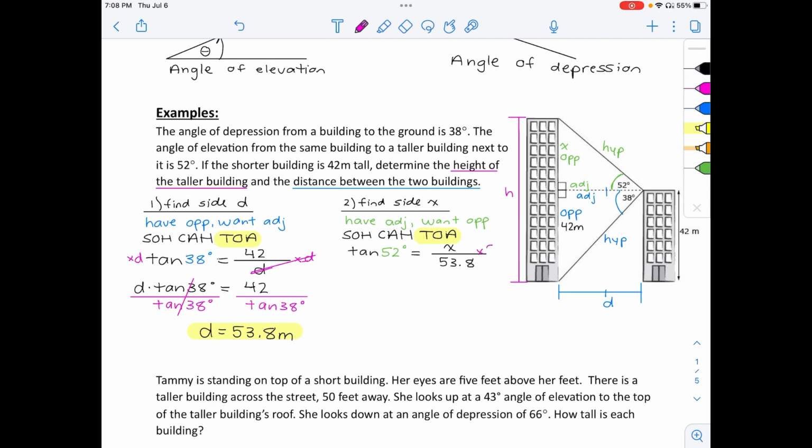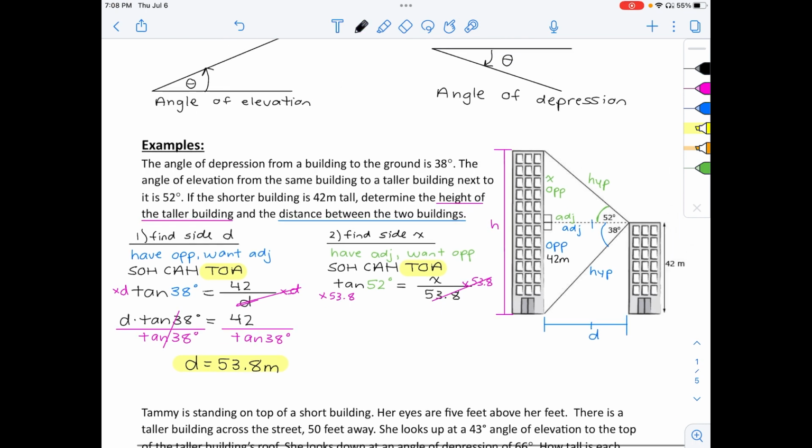We're just multiplying by 53.8 here to cancel out the denominator, multiplying by 53.8 on the other side as well. And if you kept your answer on your calculator from part 1, then you would be able to keep it to be a little bit more accurate. But again, it's fine if you round it in between.